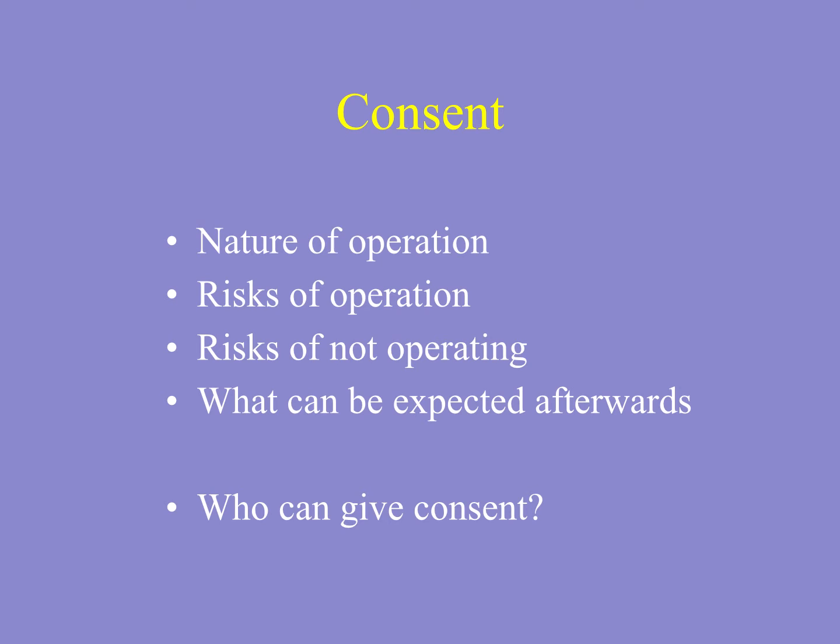We consider that the risks of not operating are usually greater than the risks of operating, which is why we try to operate on these patients as quickly as possible. We also need to be able to explain what can be expected afterwards. If a patient is not able to give consent, you need to be able to demonstrate this by filling out a mental capacity form. If you consider that they have capacity, they can then sign a type 1 consent form. If they are deemed to not have capacity, then a type 4 consent form can be used.